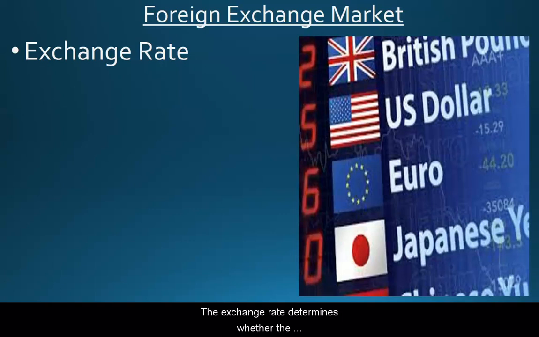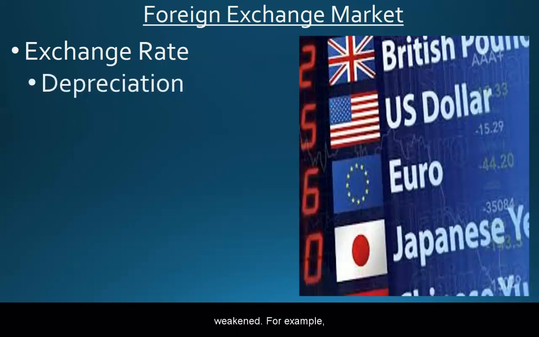The exchange rate determines whether the currency has become weaker or stronger. When there is a decrease in the exchange rate for a currency, it has depreciated or weakened. For example, if an exchange rate decreases in the market for dollars, it means that it takes less of the foreign currency to purchase a dollar. This means it would take more dollars to buy the foreign currency.